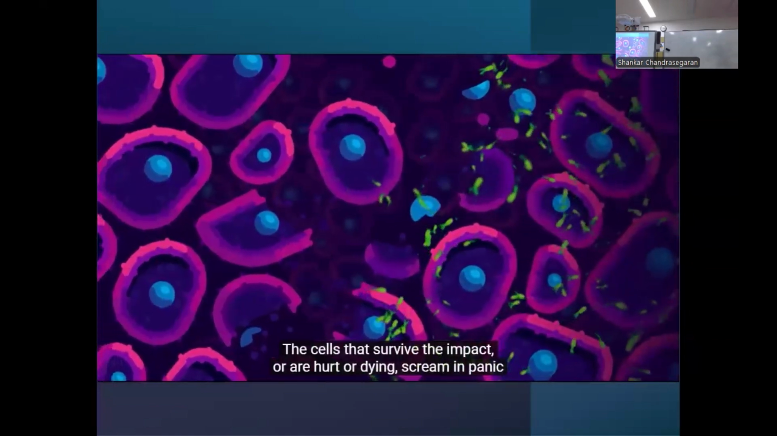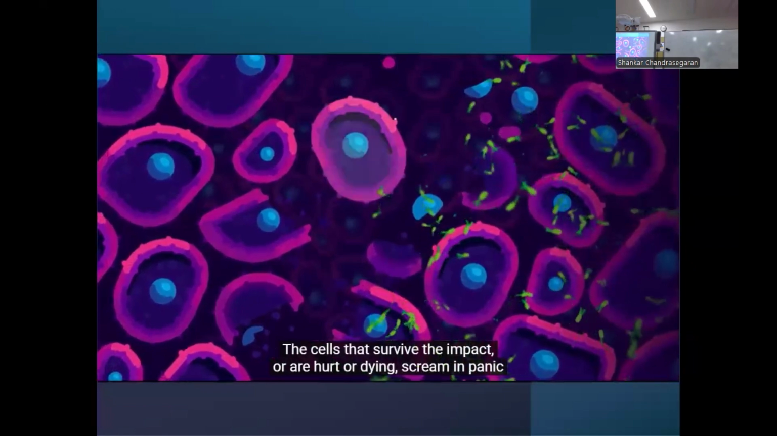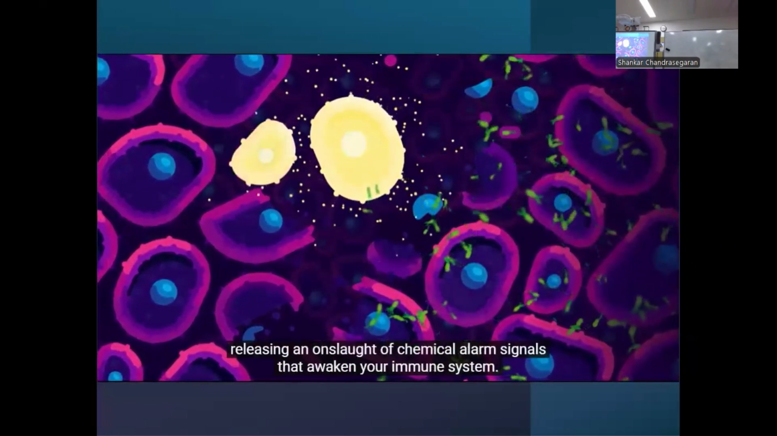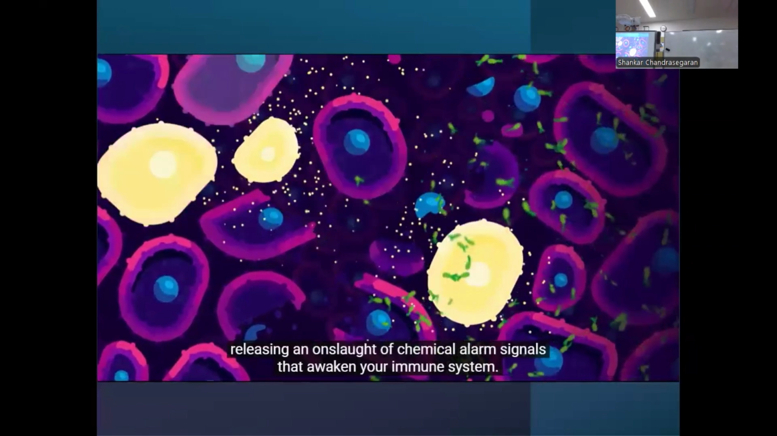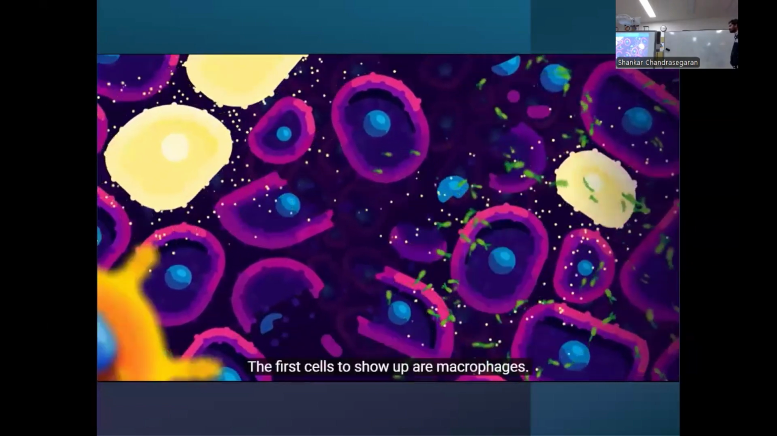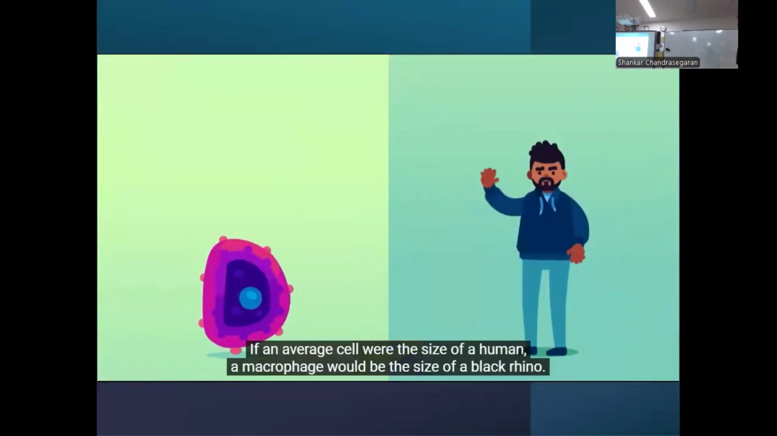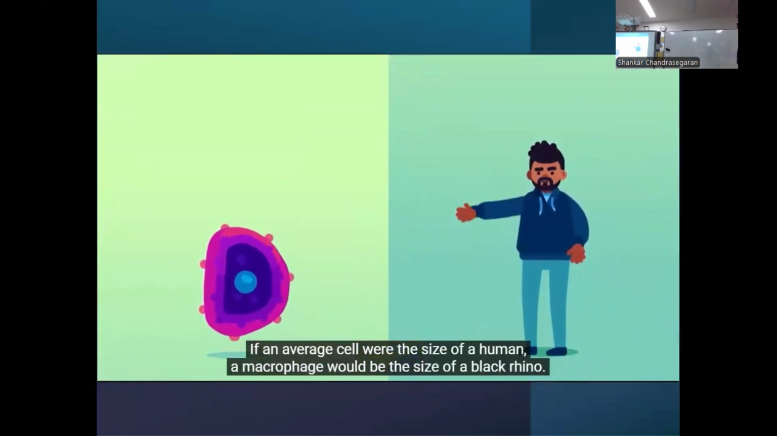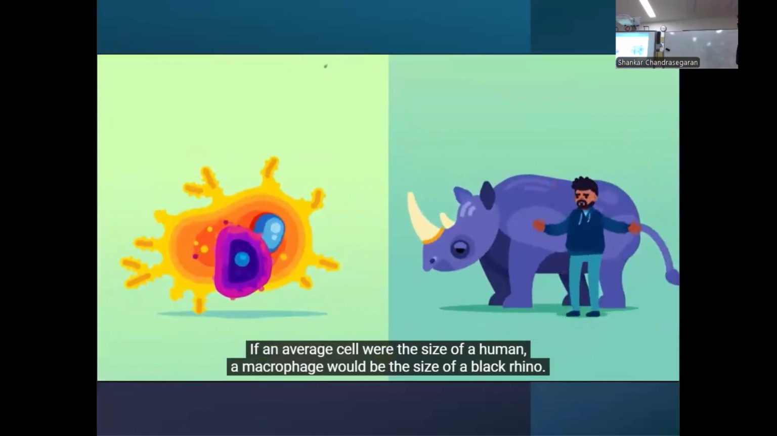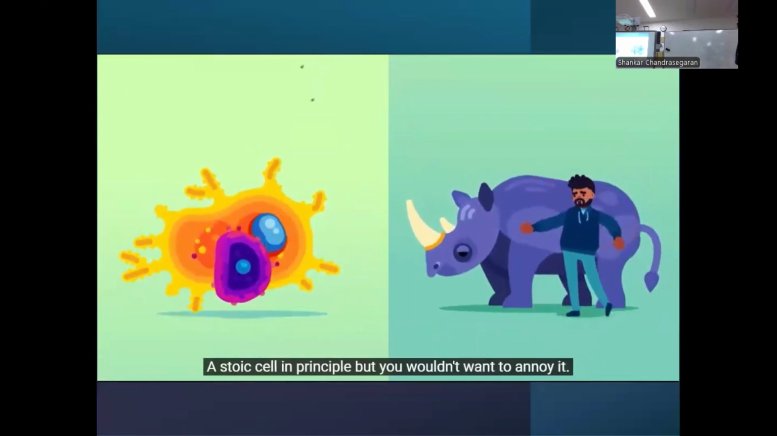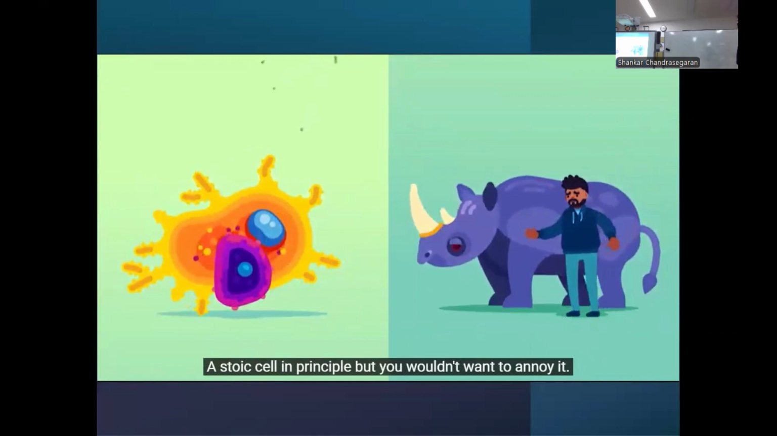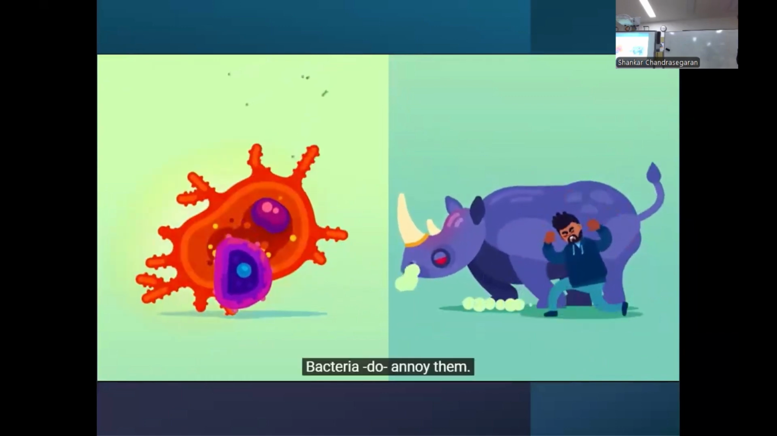The cells that survive the impact or are hurt or dying scream in panic, releasing an onslaught of chemical alarm signals that awaken your immune system. The first cells to show up are macrophages. If an average cell were the size of a human, a macrophage would be the size of a black rhino. A stoic cell in principle, but you wouldn't want to annoy it.